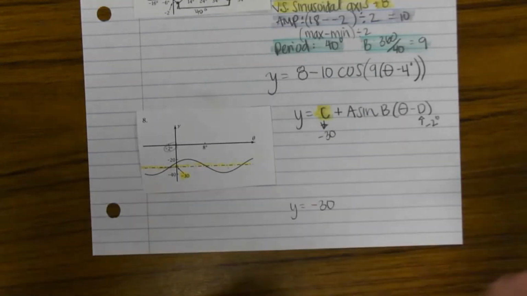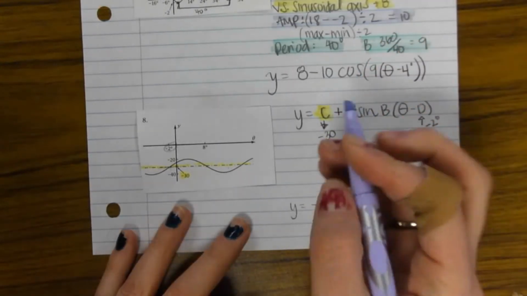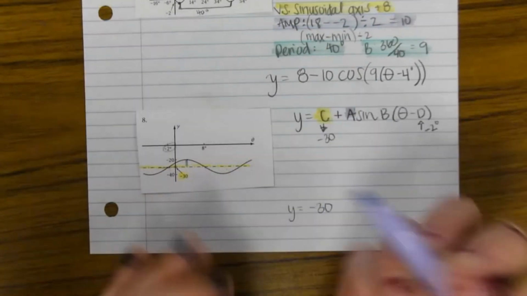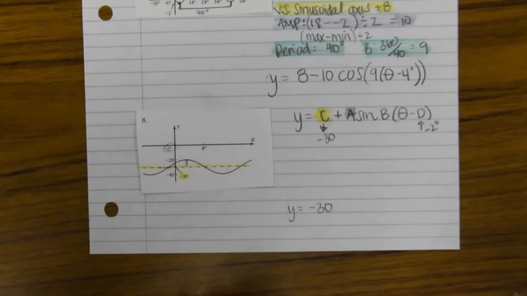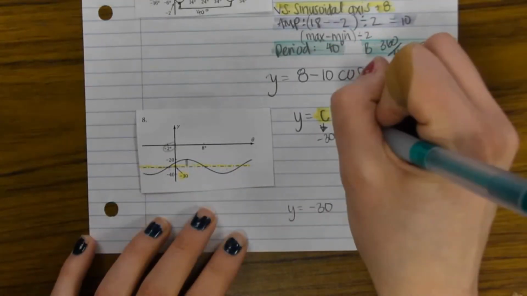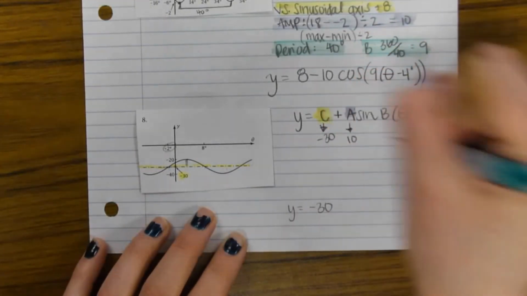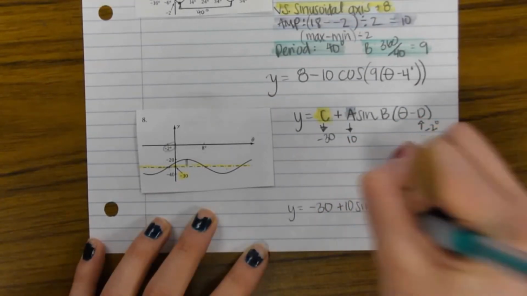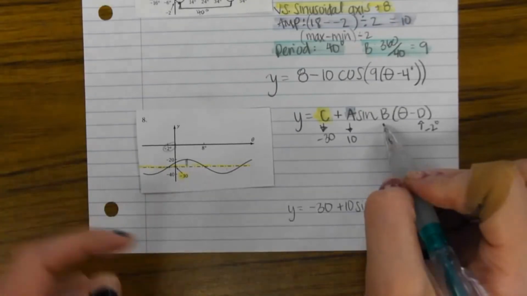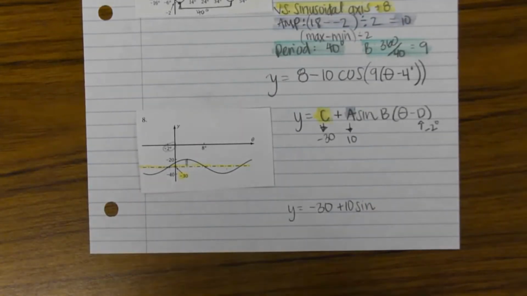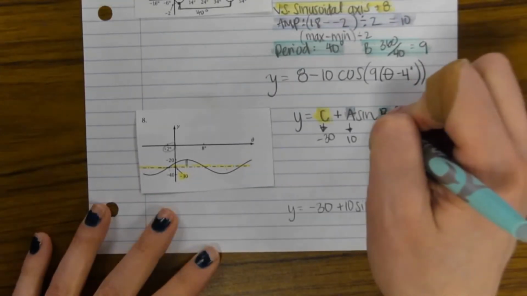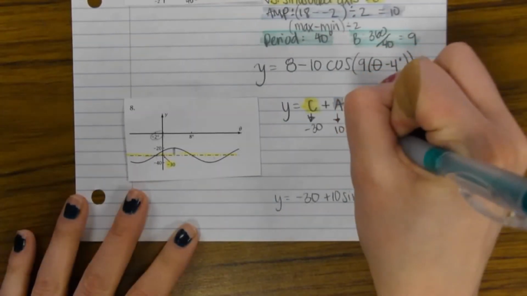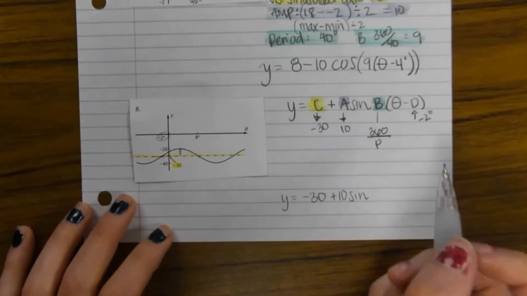Then we need to find our amplitude, and remember, amplitude is the distance from the sinusoidal axis to our maximum or to our minimum, but it's half of the total distance. And so that's 10 degrees, or not 10 degrees, sorry, just 10. So we can have plus 10 sine B. How do we figure out B? B is from our period, right? So it's 360 over our period. So we need to figure out a full period.